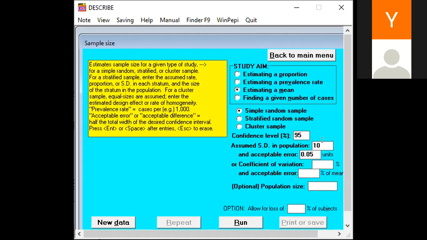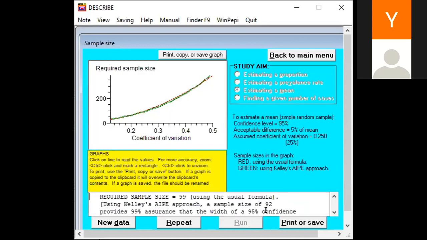But if you use the coefficient of variation in that situation, you are not talking of this one. Let's say the coefficient of variation is 25. Then the acceptable error of the mean, you have to put in percentage now. Let's still use 5%. So can you see? It gives us 99. So that's how to use this one.